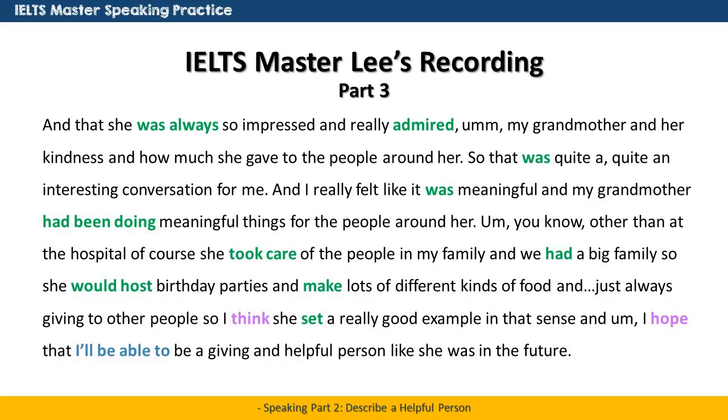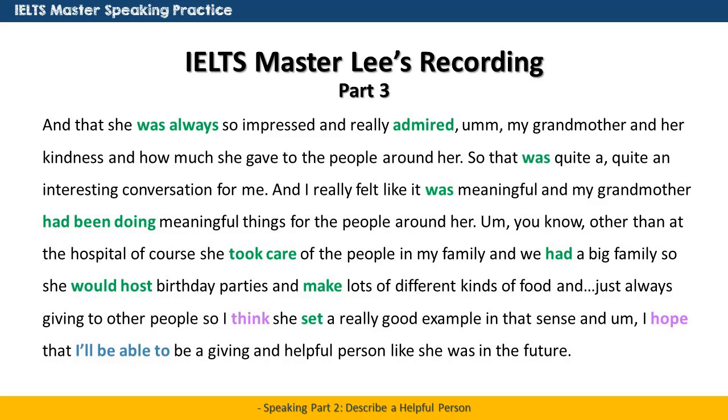Last couple ones. And she was always so impressed and really admired. Really admired. Two past simple. Then we have was. Oh, another one. Had been doing. This is past perfect continuous. Whoa, that's difficult. But again, we're going back in time. We're already in the past because it's my story at the hospital, but I want to go back in time to when my grandmother was helping people. And to do this, I want to use past perfect, had been doing, going back in time even further.